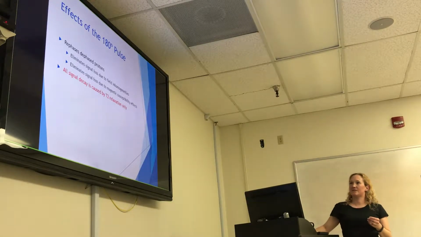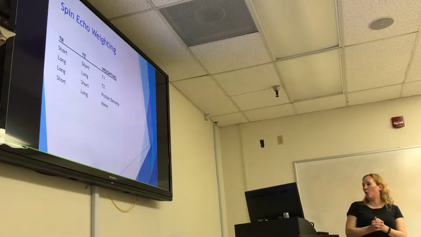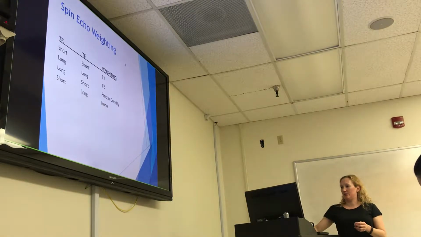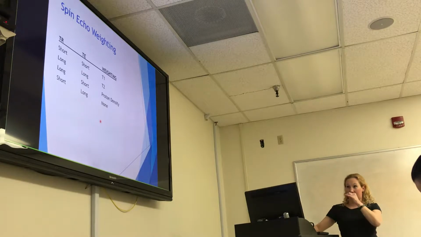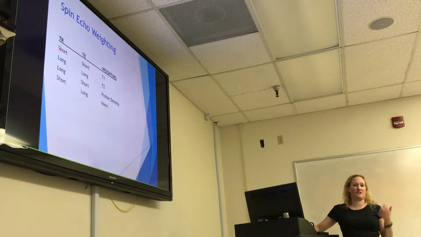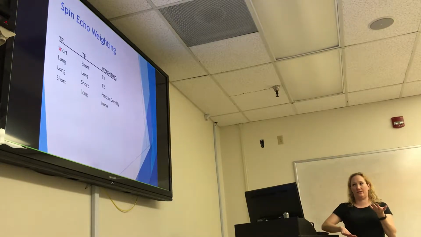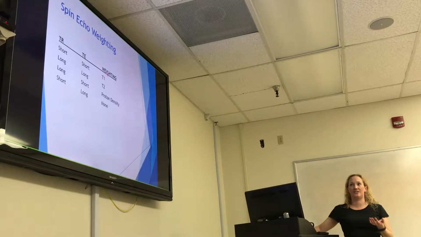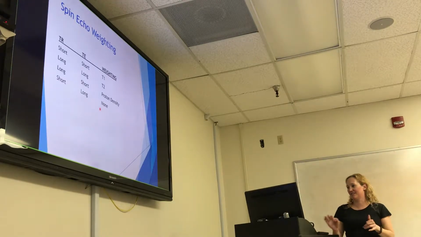Okay, so spin echo weighting. This is the quick and dirty version. We'll get into some specifics on the next slide. For our T1, again, we have short TR and short TE. So we're maximizing the T1 differences and minimizing the T2 differences. For our T2, again, long, so we're now maximizing our T2 differences and minimizing T1. And then for our proton density, we're minimizing both T1 and T2. A short TR and a long TE, that doesn't exist. That's the only combination of those that doesn't work.